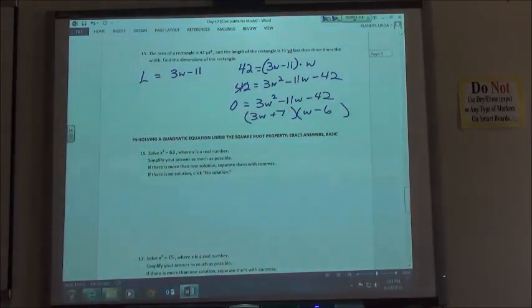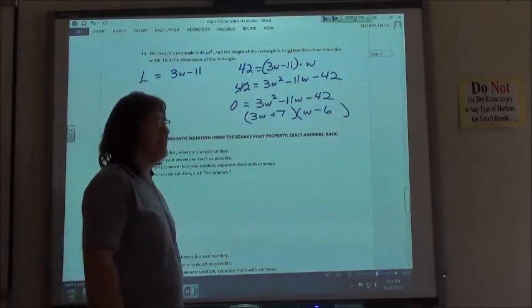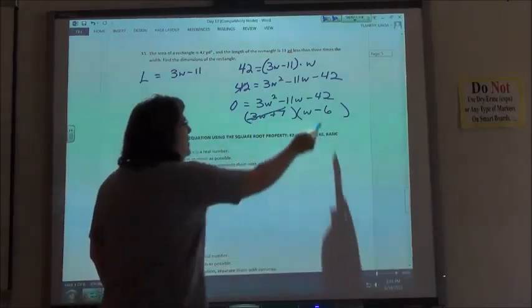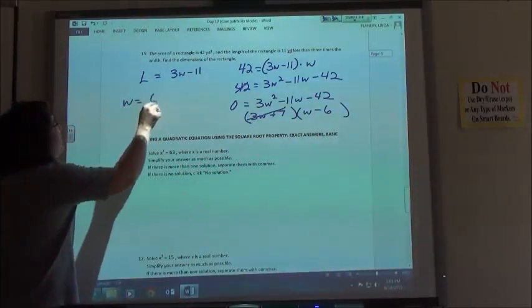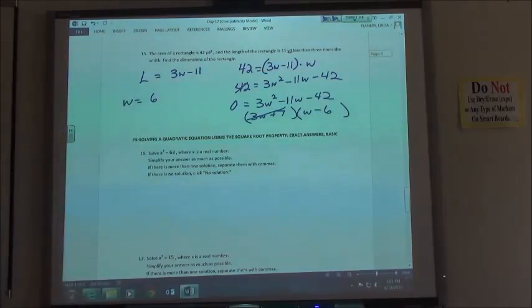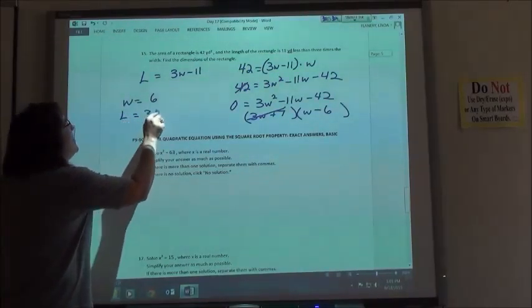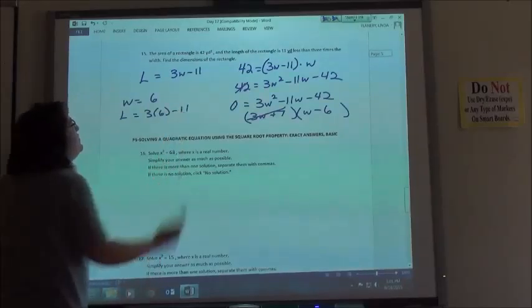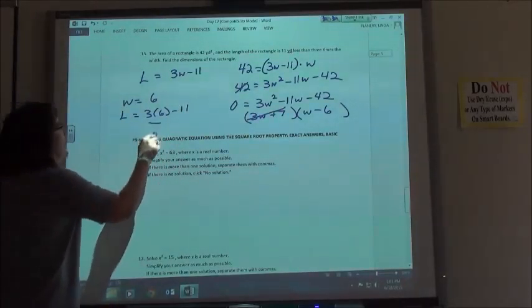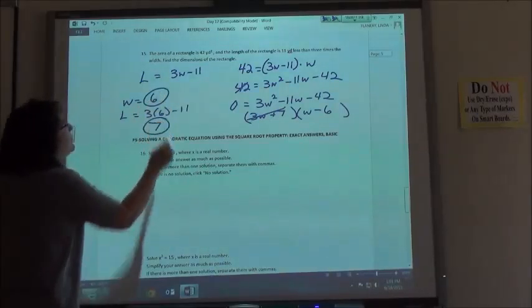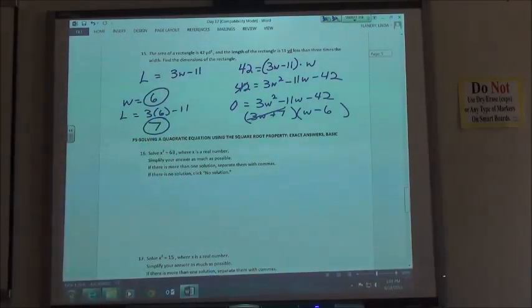And which one of those won't give me a solution? The one with the plus sign. So this is the only one that's going to give me a solution. That one's easy to solve. W equals 6. My length then, 3 times 6 minus 11, which gives me 7. And of course, if I take 6 times 7, I get 42. Hey, that's supposed to be my area.